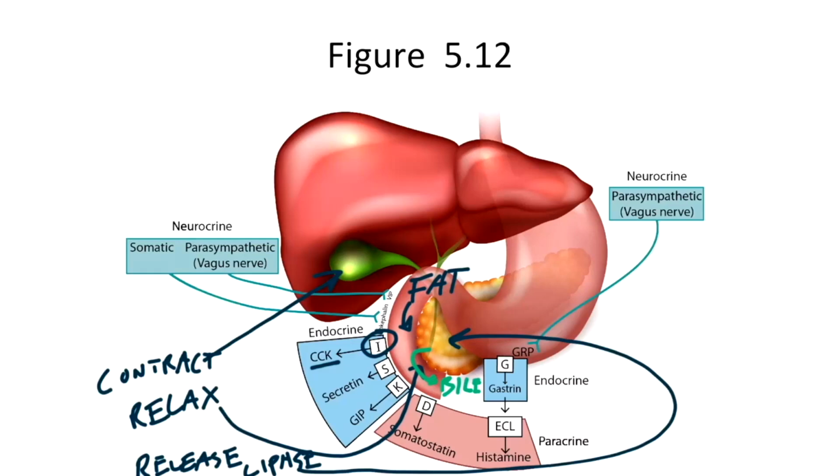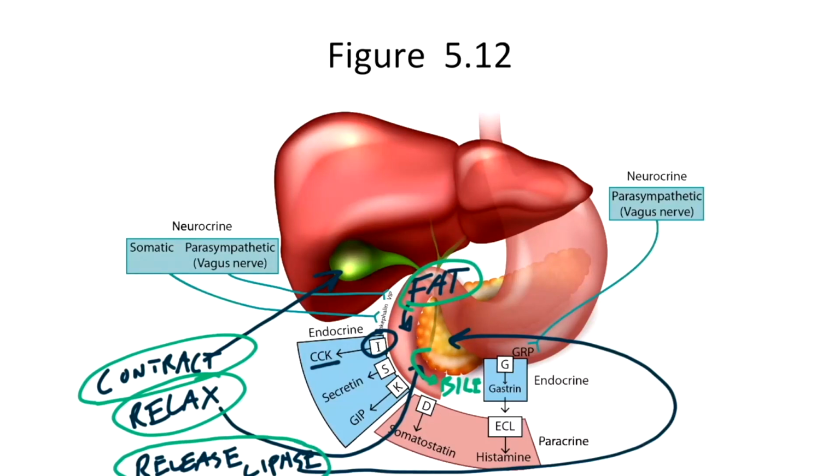So to summarize, CCK, or cholecystokinin, is stimulated by fats, which cause the I cells to release CCK, which then travels through the blood to cause the gallbladder to contract and the sphincter of Oddi to relax, leading to bile release. It'll also stimulate the pancreas to release lipase.